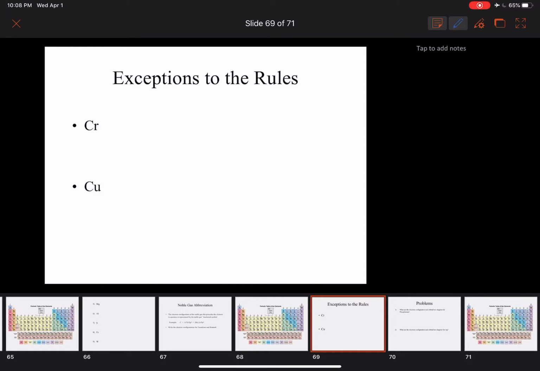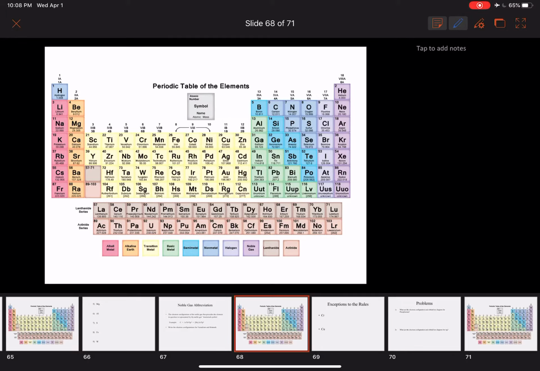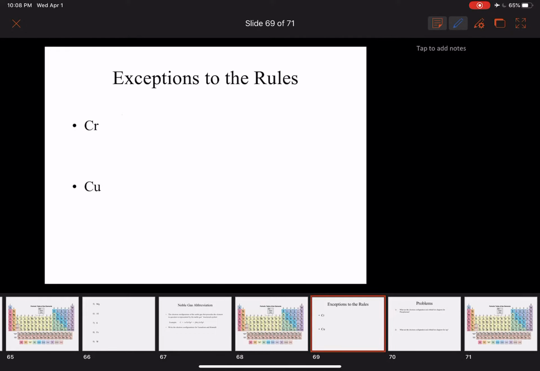So let's do the electron configuration for chromium. Chromium is a transition metal, and chromium is right here. If we were to do the electron configuration for chromium, we would do 1s2, 2s2, 2p6, 3s2, 3p6, and then remember, after 3p6 does not come the 3d's.